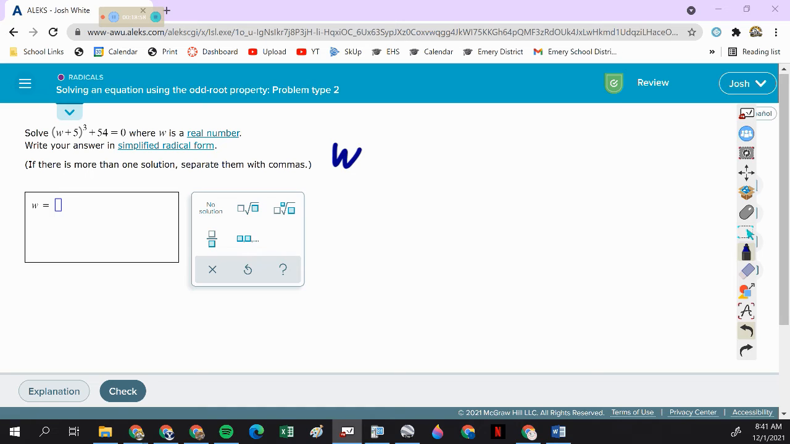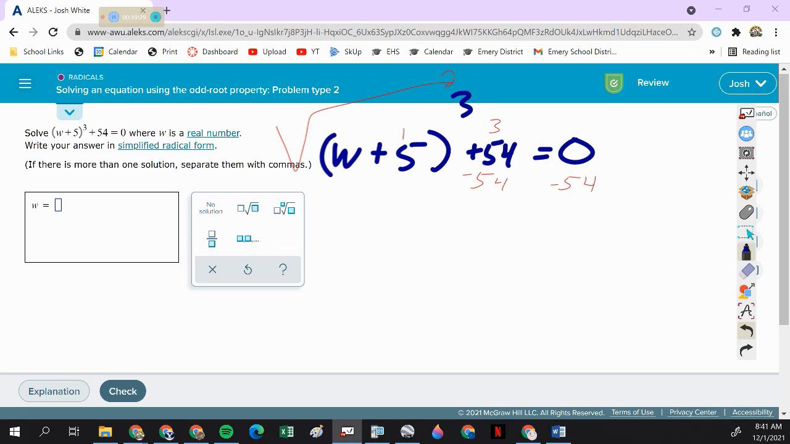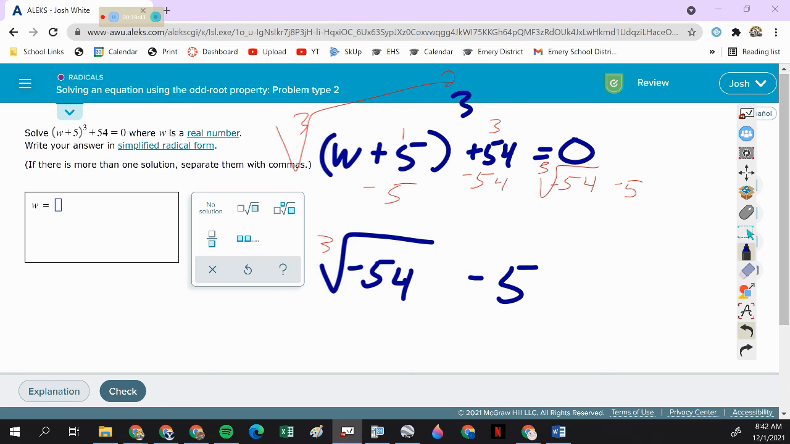Okay, w plus 5 to the 3rd, plus 54 equals 0. So if we look at w, 3 things happen to w in this problem. We add 5, we raise it to the 3rd, and then we add 54. So we need to undo those backwards. So we subtract 54, and then we take the cubed root, and then we subtract 5. So I get the cubed root of negative 54 minus 5.